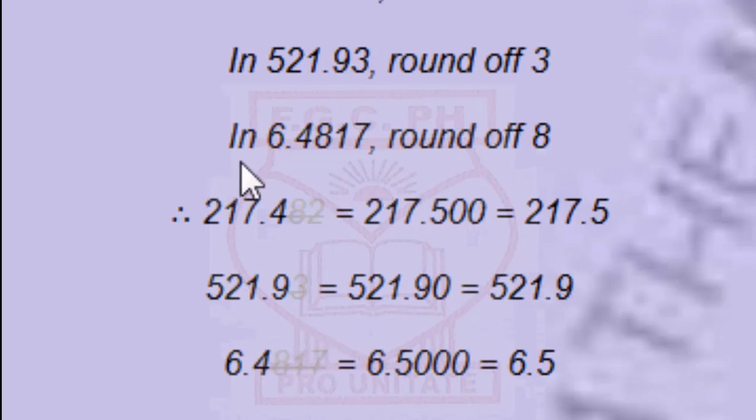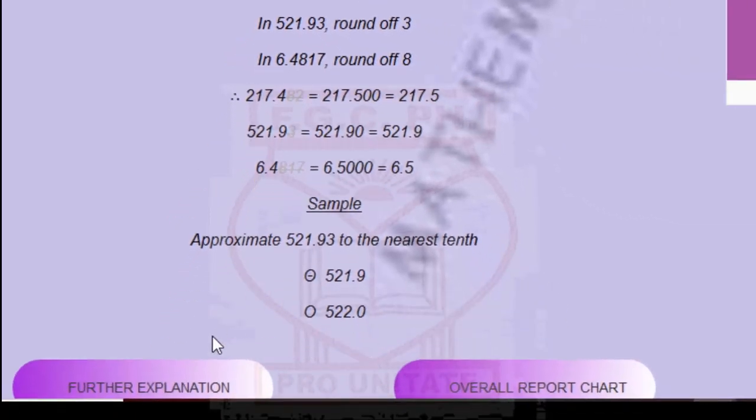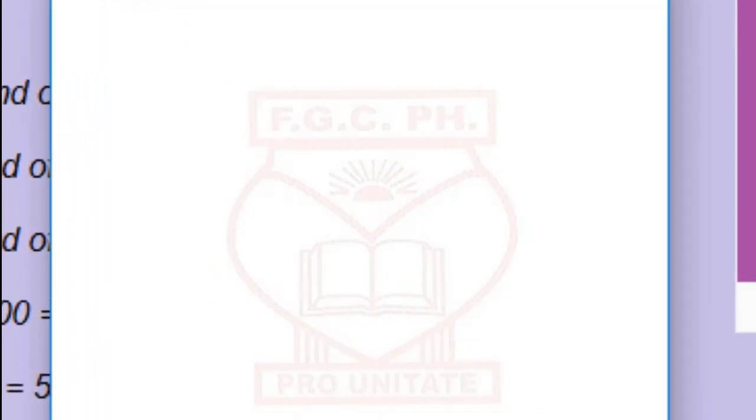And lastly, if you need to approximate 6.4817 to the nearest 10th, round off 8, because 8 is the digit after the required digit, which is the 10th digit 4. So you have 8 being rounded up to become 6.5000, and that's what we got here, 6.5000, which in turn is 6.5.